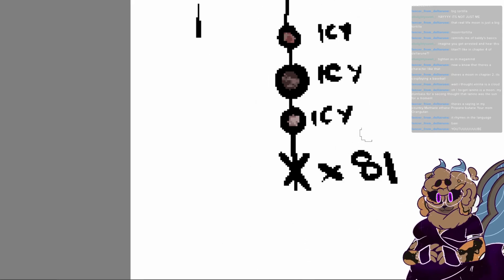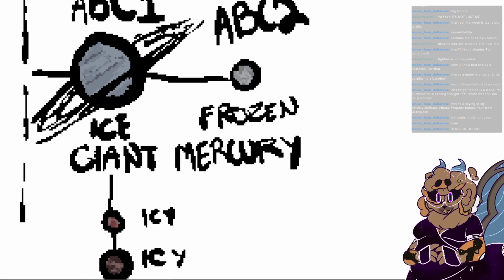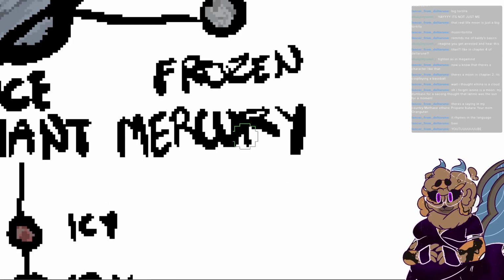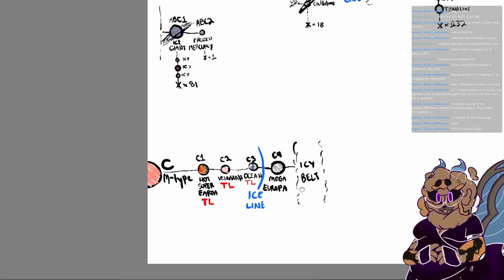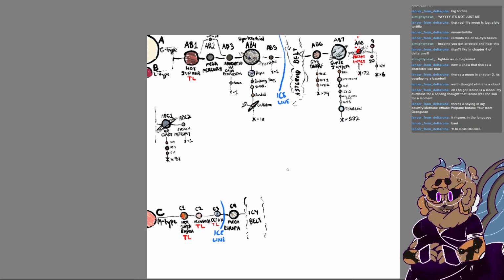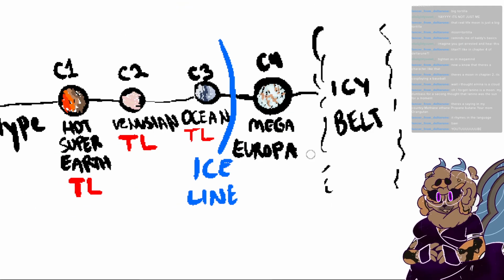Awesome. I think I'll give the Frozen Mercury 1 captured moon, and it'll just be one dinky little asteroid. Awesome. And then, okay, that brings us to our last actual planet. That is C4 here, the Mega Europa.